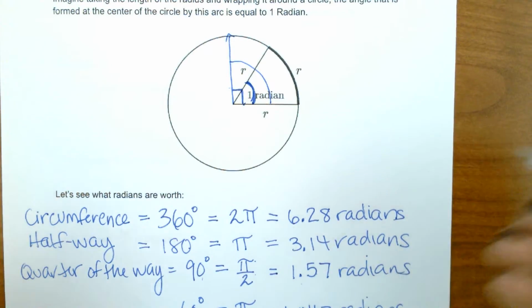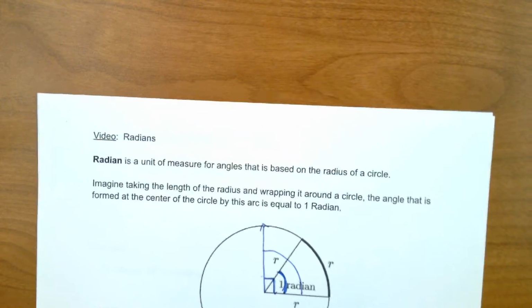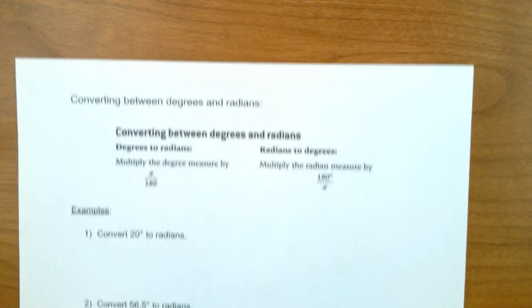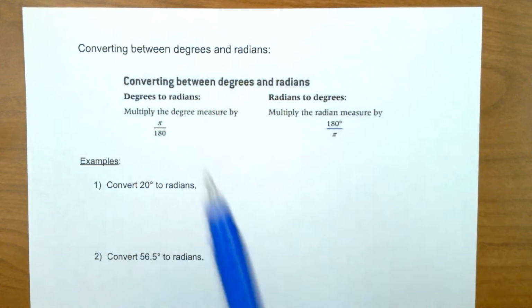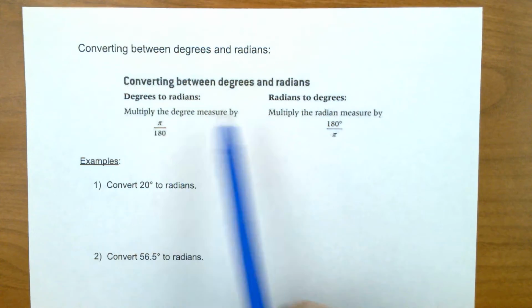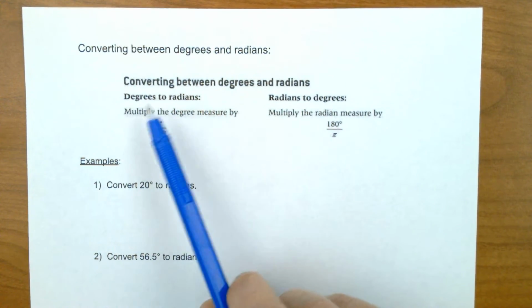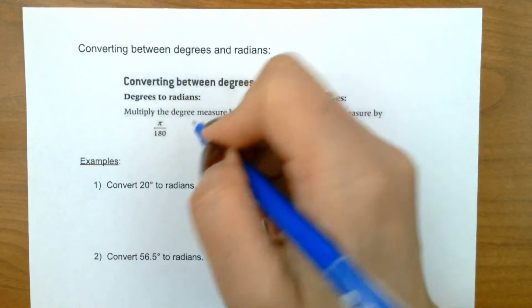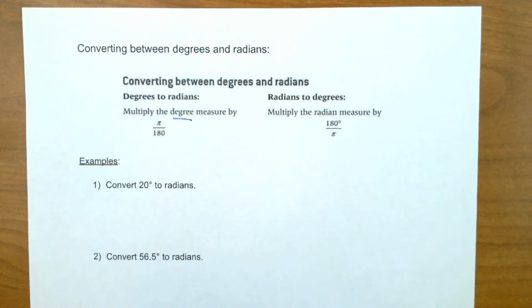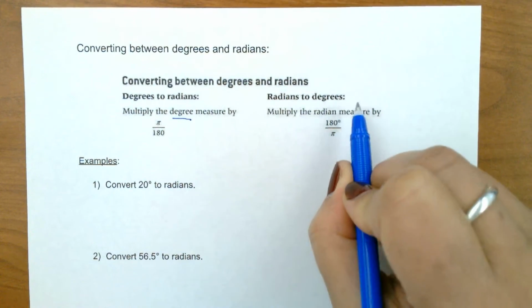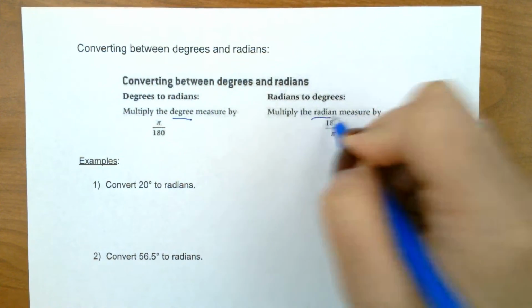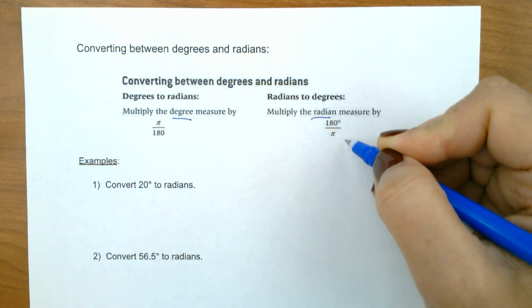Like we have centimeters and inches, we have degrees, we have radians. Okay, let's learn how to convert between degrees and radians. Here is the key. Degrees to radians, we have to multiply the degree by pi over 180. Radians to degrees, multiply the radian by 180 over pi.